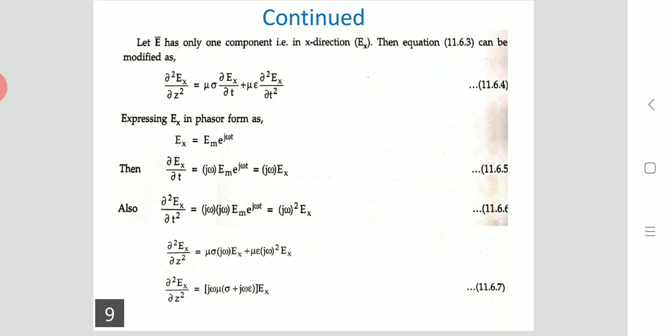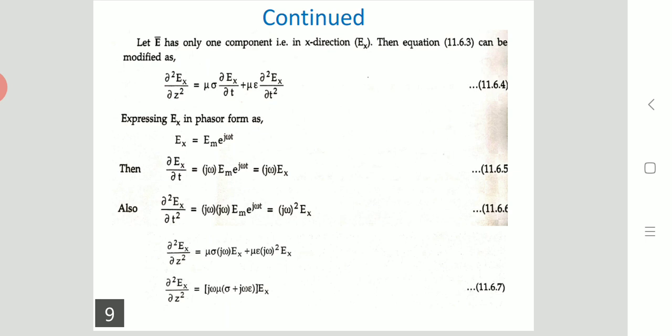Expressing Ex in phasor form as Ex is equal to Em into e raised to minus j omega t, then dou Ex by dou t is nothing but j omega into Em into e raised to j omega t, that is j omega Ex. That's 11.6.5. Next, differentiating again, dou square Ex by dou t square is equal to j omega into j omega Em into e raised to j omega t, so double times j omega. Therefore it is j omega whole square Ex, which is equation 11.6.6.